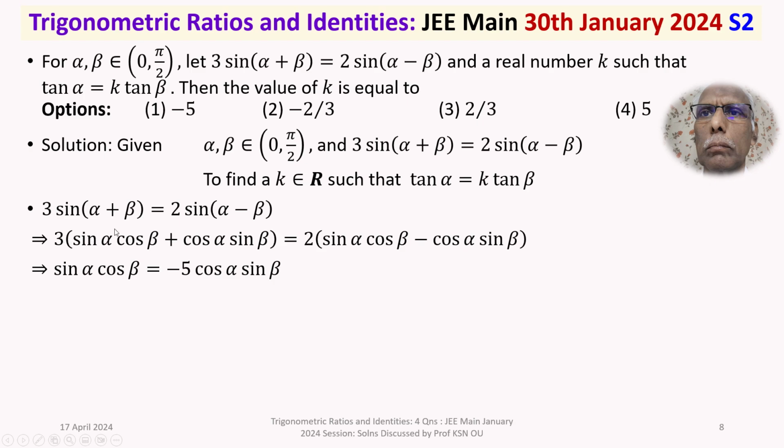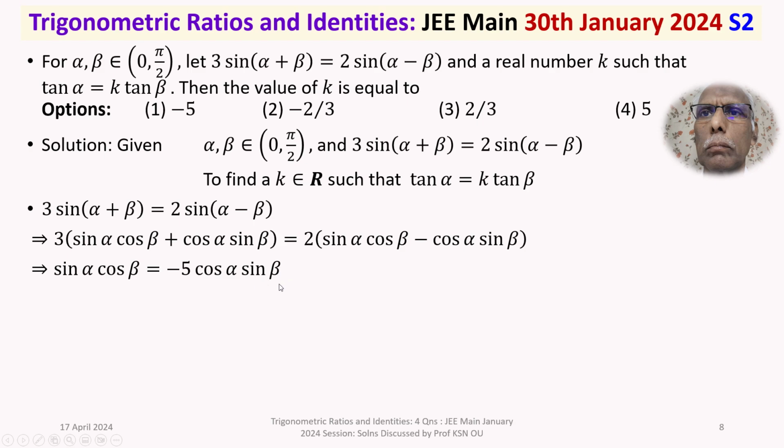3 sine alpha cos beta minus 2 sine alpha cos beta is sine alpha cos beta. And 3 times cos alpha sine beta we have sent to the other side. Then on the other side we have minus 2 times cos alpha sine beta, and those put together will be minus 5 times cos alpha sine beta.